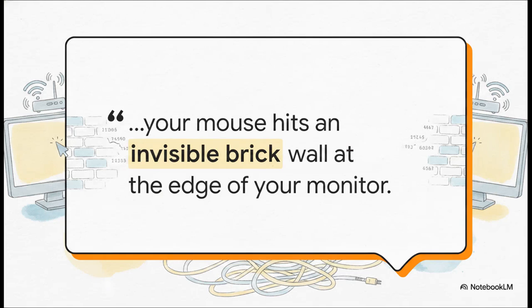But there is a catch with this kind of setup. You might have experienced this. You're dragging your mouse across screens and suddenly, bam! It hits an invisible brick wall at the edge of your monitor. Why? Because standard home Wi-Fi routers use dynamic IPs, meaning your computer's internal address changes. The exact moment that IP address shifts, Barrier loses track of the other screen. The connection drops and you're stuck.